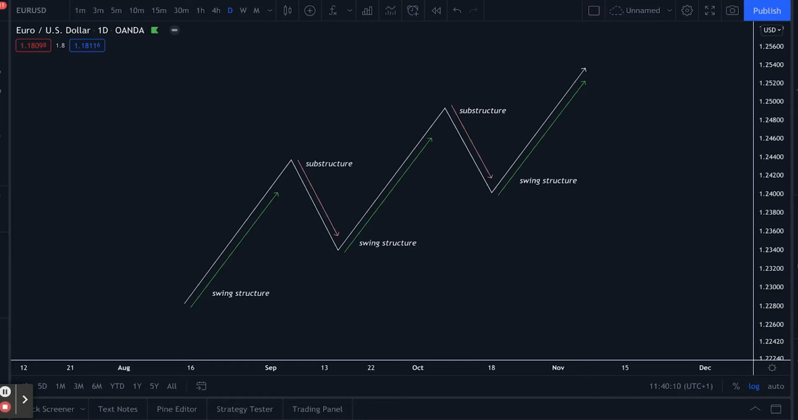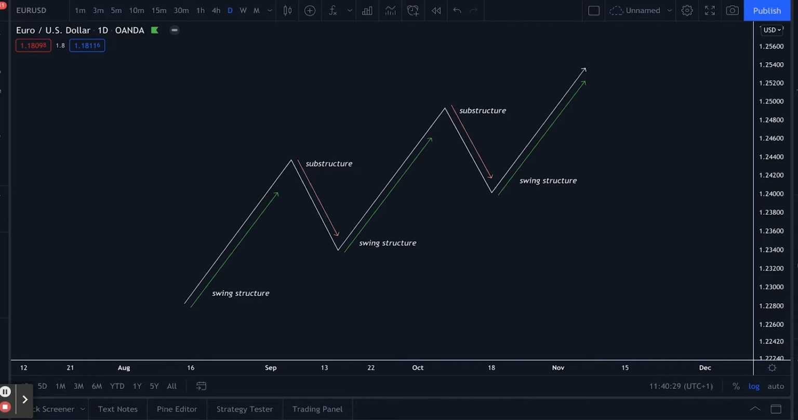Now, structure is made up of higher highs and higher lows, or bearish structure is made up of lower lows and lower highs. We determine the direction of a trend by working out whether or not the market's making higher highs and higher lows, or lower highs and lower lows. The overall higher time frame picture brings us the swing structure.